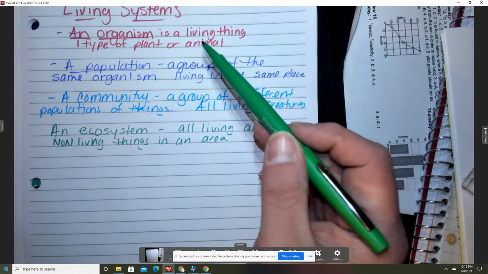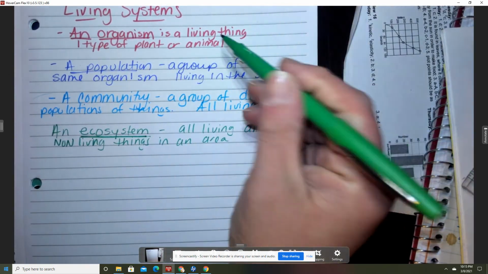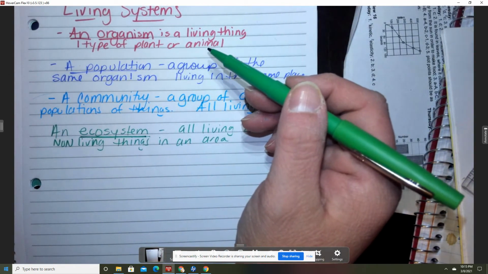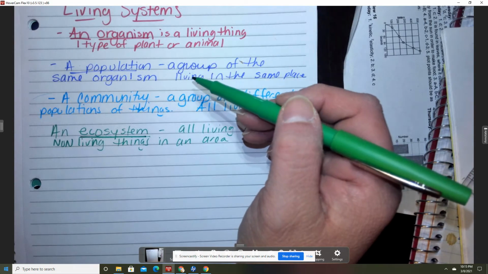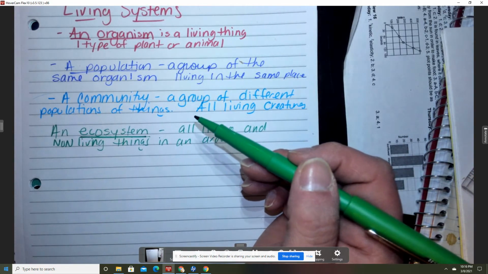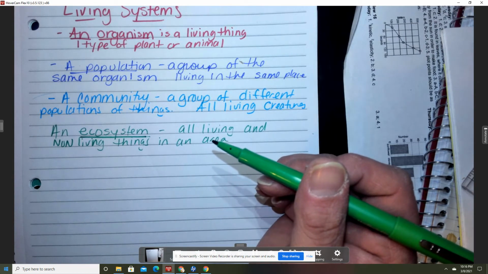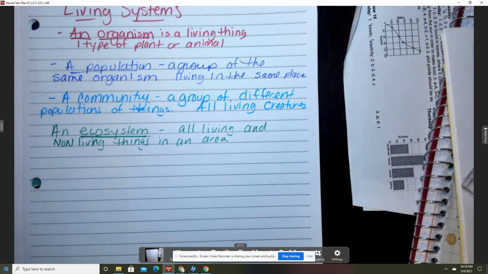So to recap here, an organism is one small living thing, one. A population is a bunch of those one things. A community is all the living things. And an ecosystem is all the non-living and living things together. Okay?